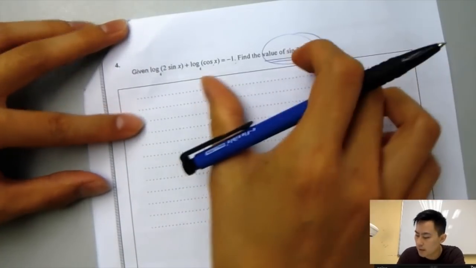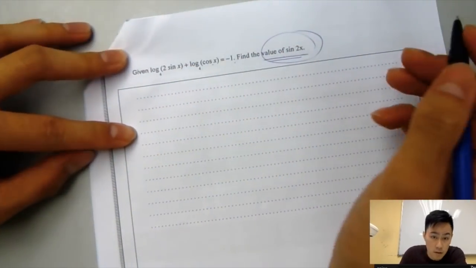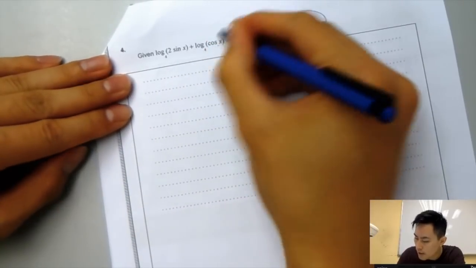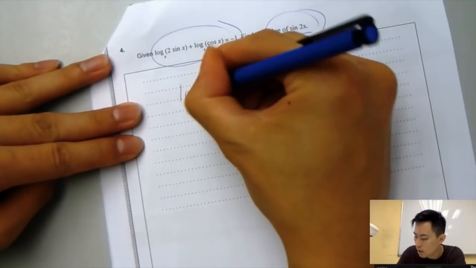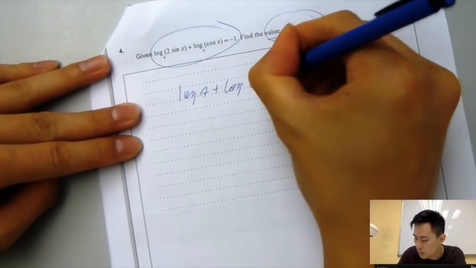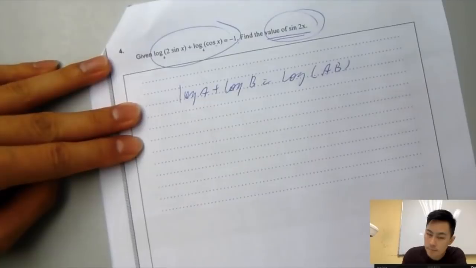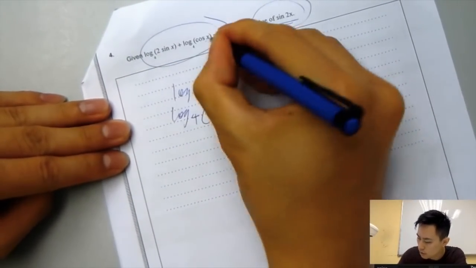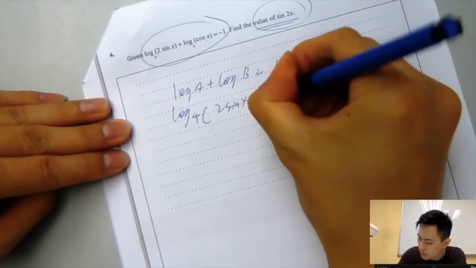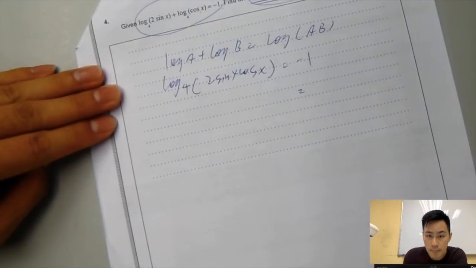Extremely easy, but it combines the trig with the log. So first you need to understand how to group the log together. Log a plus log b is equal to log ab. So basically this is just log 4 multiplied by this 2, so it's 2 sine x cosine x equals minus 1.